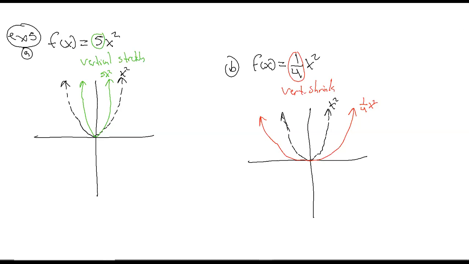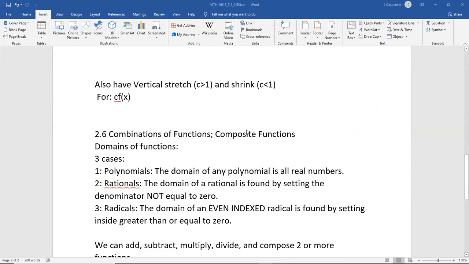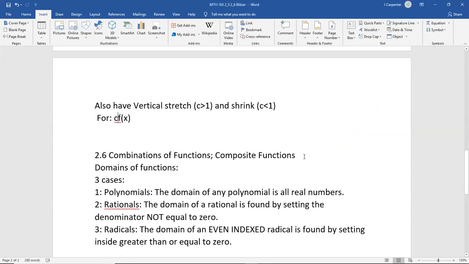All right, 2.6 then. Combos of functions as well as composite functions. Combinations of functions means adding, subtracting, multiplying, and dividing two different functions given two different functions. We'll get into that in a little bit though, because we're going to start out talking about the domains of functions.